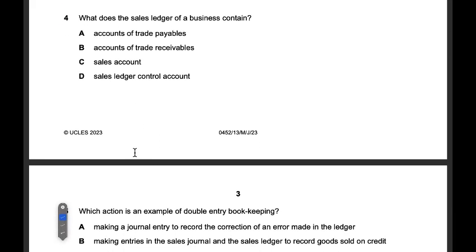4. What does the sales ledger of a business contain? A. Accounts of trade payables. B. Accounts of trade receivables. C. Sales accounts. D. Sales ledger control account. Alright, so the sales ledger of a business, as the name suggests, sales are the customers, hence making the answer B. Trade receivables.